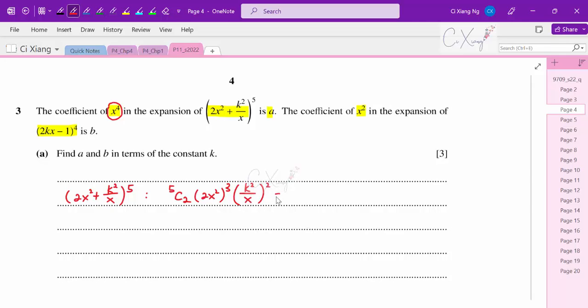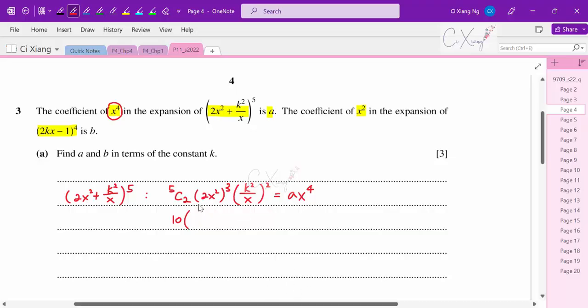And I let it equal to ax power 4. So try to get all the values here by using the calculator. 5 C 2, I will get 10. Then 2 power 3, I get 8. x squared power 3, I get x power 6. Then I'm having k power 4 here divided by x squared, and I let it equal to ax power 4.